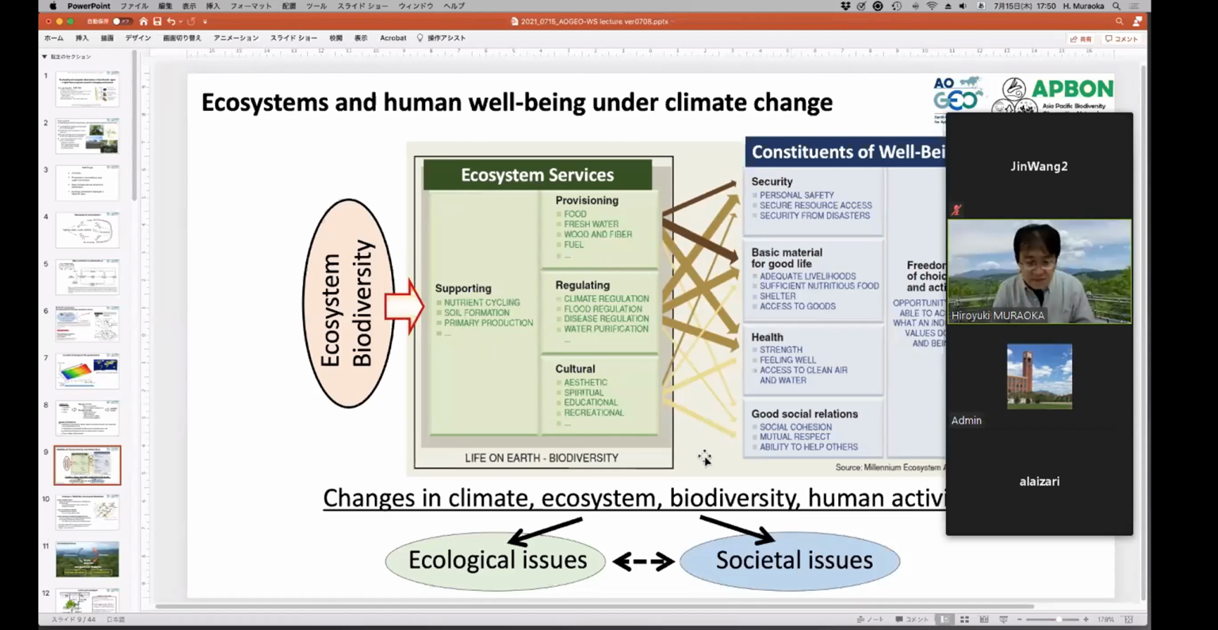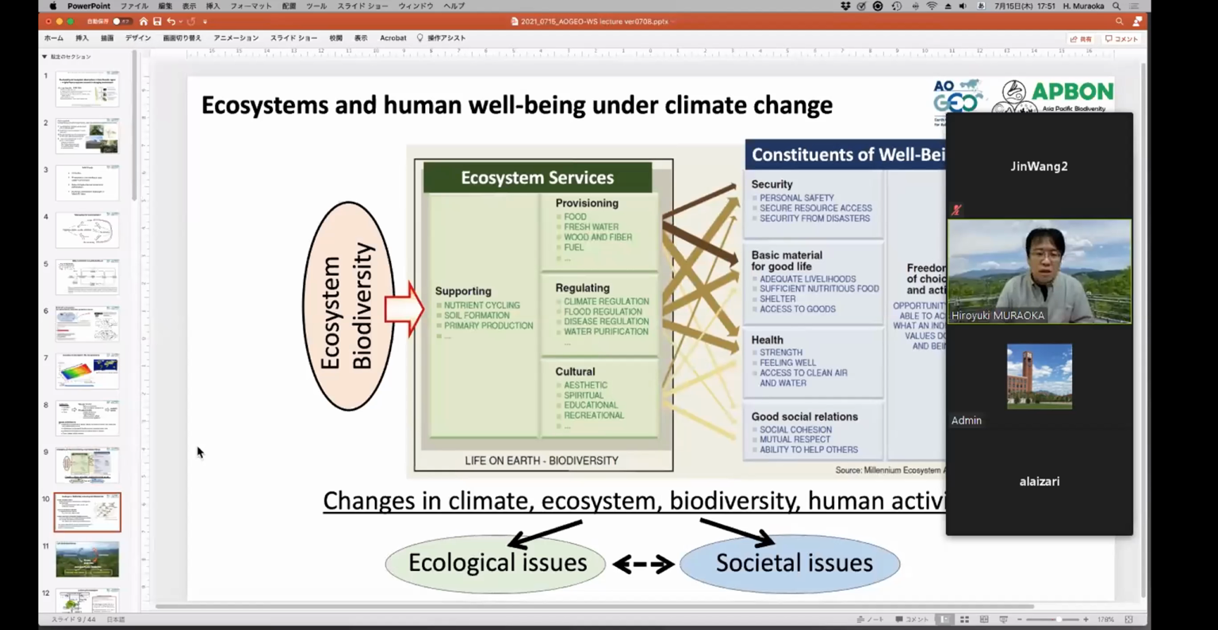But we have to consider now that changes in climate, ecosystem, biodiversity, and even human activity influence ecological issues and societal issues. So because the ecosystems are the foundation of our society, we have to understand what is happening in the ecosystem and why it is happening, what the mechanisms are, and what would be the consequences of the changing ecosystems for our daily lives.